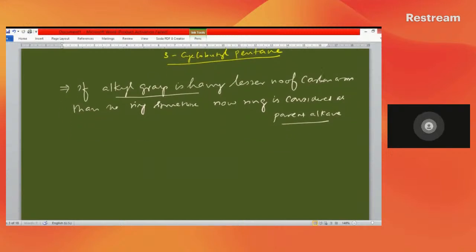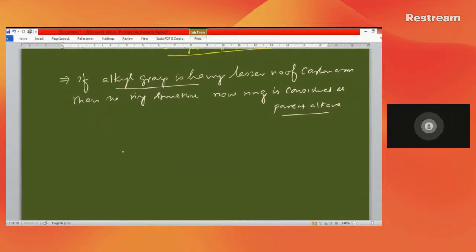If the alkyl group is having less number of carbon atoms, it might be the best example: CH3, CH, CH3. And you are finding a butyl group in this position. See the number of carbon atoms in a linear chain is 3. But the ring has got 4 carbons in it, so you can call it butane, in particular cyclobutane.